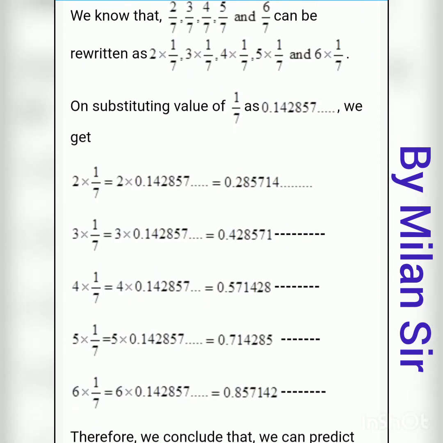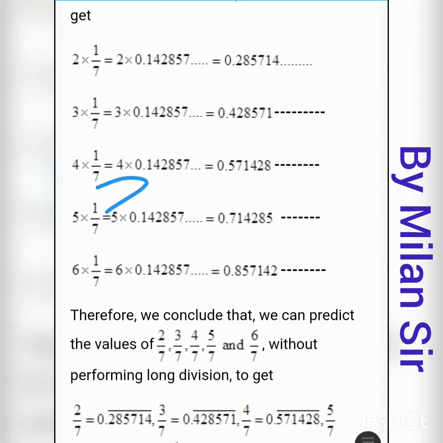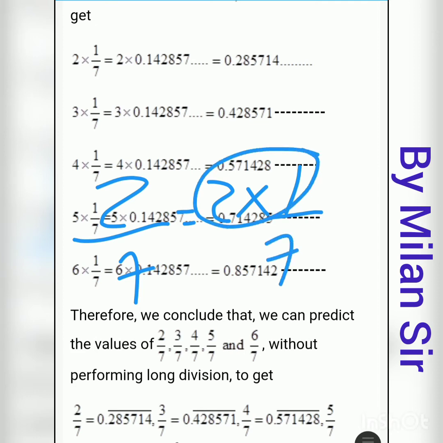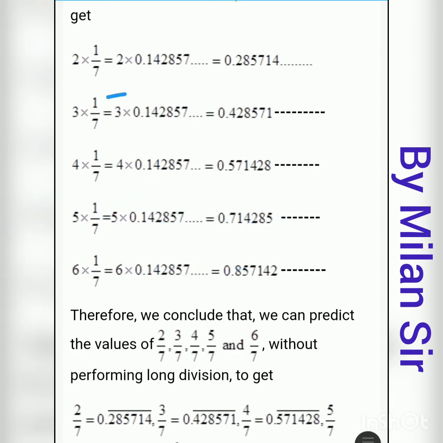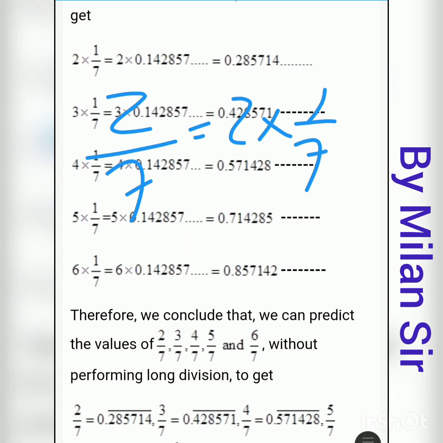First of all, 2 by 7. Okay, 2 by 7, it means we can write it like this: 2 multiply 1 by 7, because 2 ones are 2, and divide by 7. So in place of 2 by 7 we can write 2 multiply 1 by 7. So just write down 2 by 7 is equal to 2 multiply 1 by 7.